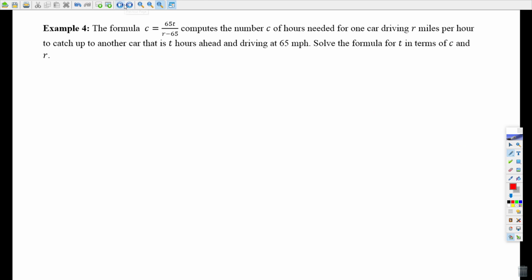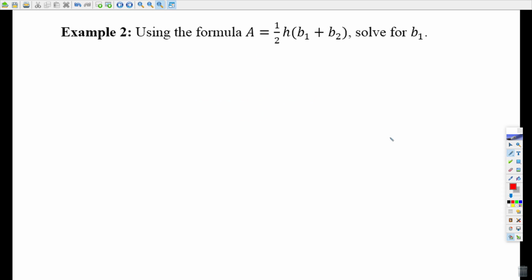All right, example 2. A couple left here. Using the formula A equals 1/2 h times b sub 1 plus b sub 2, solve for b sub 1. This little thing here is called a subscript. So usually they call it sub, like b sub 1 or b sub 2. It's just denoting that there's two different bases, I guess, in this case. You have a base 1 and a base 2.